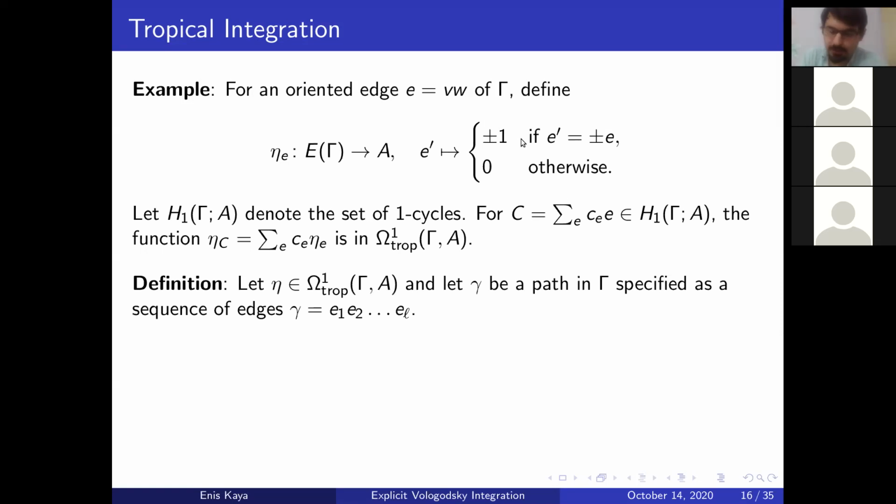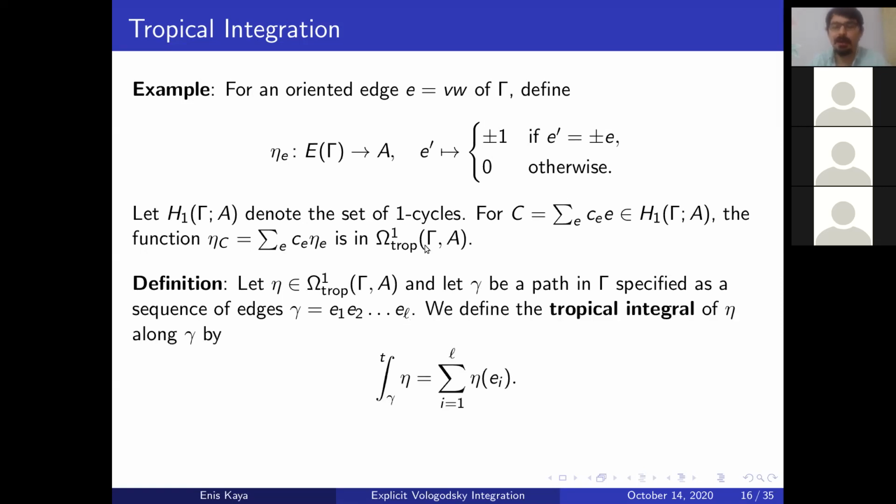Okay, now I'm ready to define the tropical integral. Here we have eta, a tropical one-form, and gamma is a path which is given as a sequence of edges, E1, E2, dot, dot, dot, EL. The tropical integral of eta along gamma is just the sum of these values. That's it. And eta takes values in A, and A is an abelian group. This implies that the tropical integral is just an element in A.